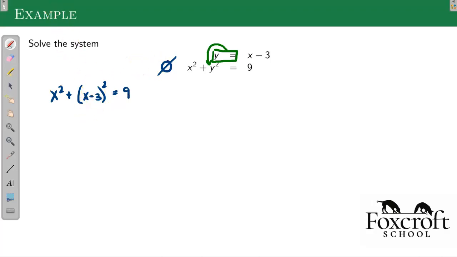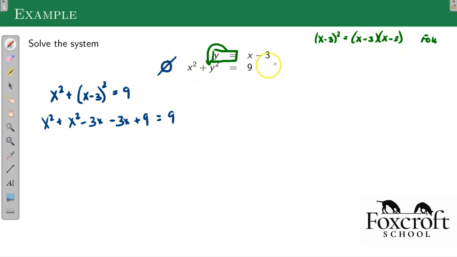x minus 3 squared, let me just write it over here. That's the same thing as x minus 3 times x minus 3, right? Squaring something just means you multiply it by itself. When I multiply two things that look like this together, I have to FOIL. So my next line is going to be x times x is x squared. Outer, x times minus 3 is minus 3x. Inner, I also get minus 3x. Last, minus 3 times minus 3 is plus 9.